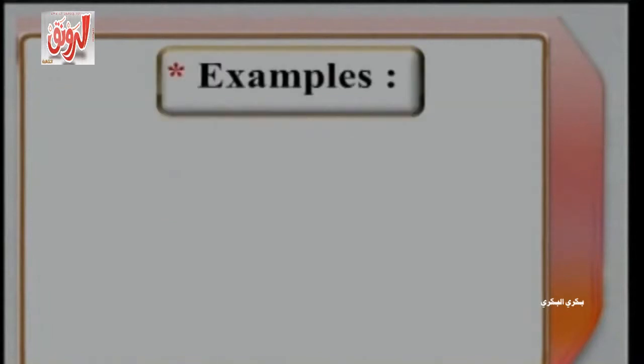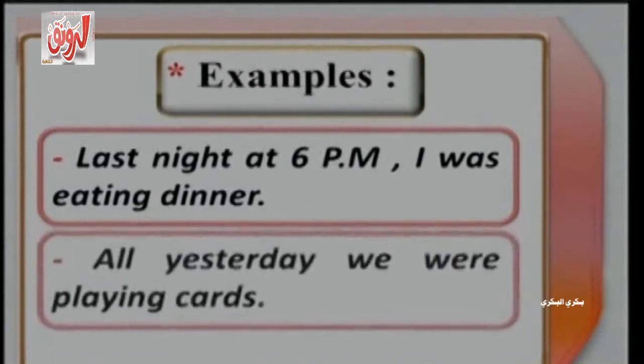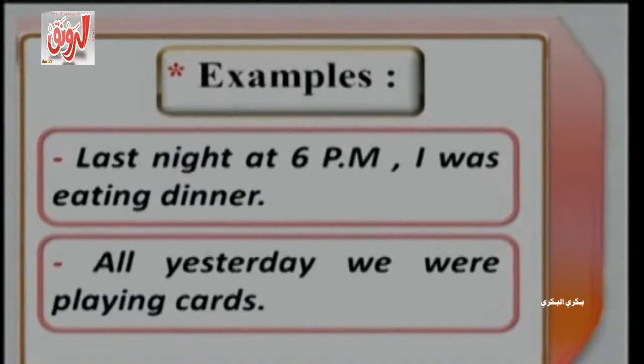The past continuous is also used to express one long action. Let's see the example: last night at 6 p.m. I was eating dinner. That is past continuous, and there is last night to indicate the time at which it happened. Or, all yesterday we were playing cards. We have only one continuous action. It is its function as well to do this.